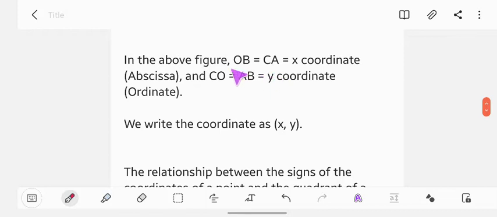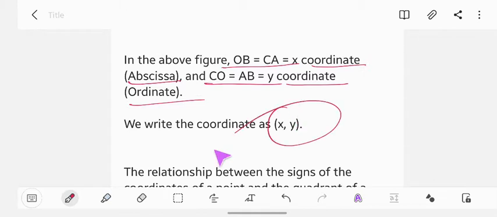Now in the above figure, OB equals CA equals the x coordinate, which is the abscissa, and OC equals AB equals the y coordinate, which is also called the ordinate. And we write them as an ordered pair.